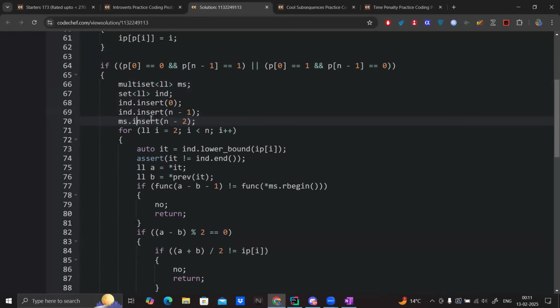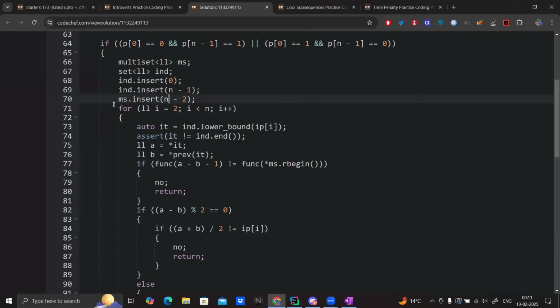So n-2 is the initial gap, right? We have only one gap initially, right? So here we have a person and here we have a person. So this initial gap is n-2. Now I just iterate from 2 to n, and ip[i] is the index that the current person is going to sit on.